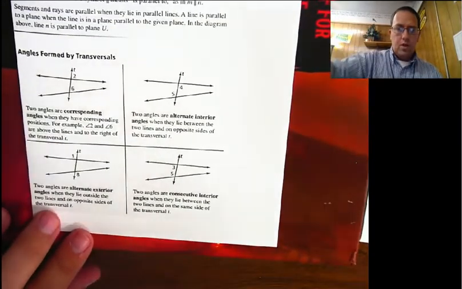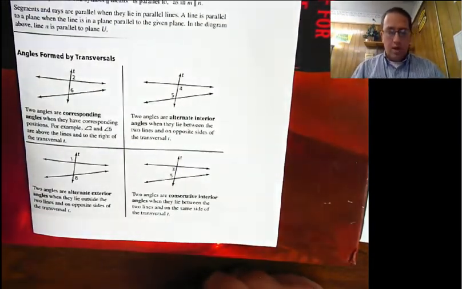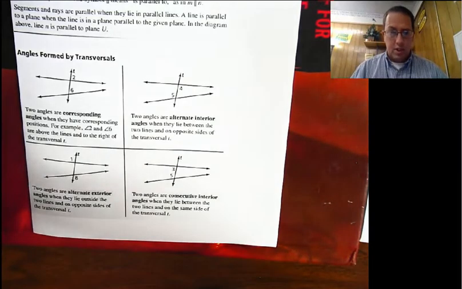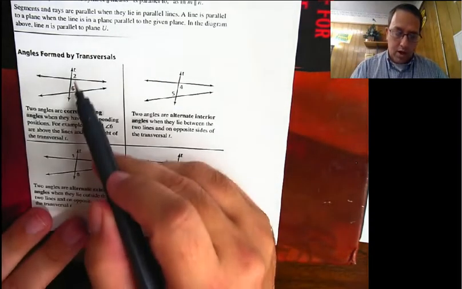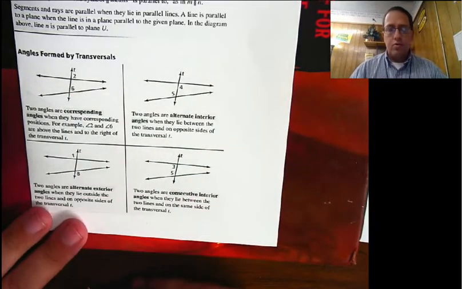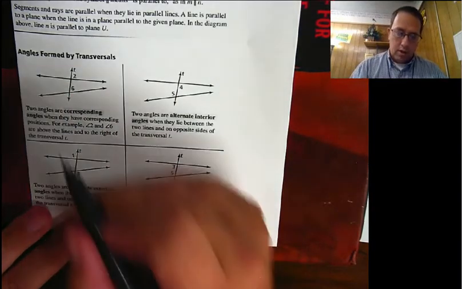All right. So first, the angles could be corresponding. Corresponding angles are in the same position. All right. So for example, angle 2 and angle 6 are both in the top right position.